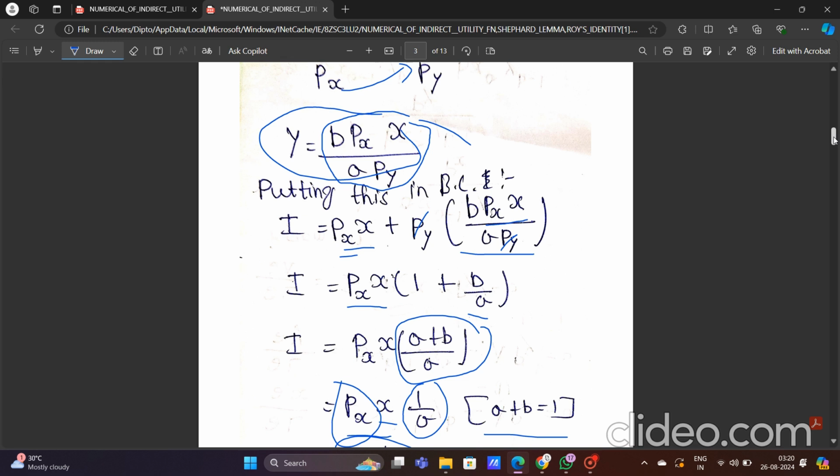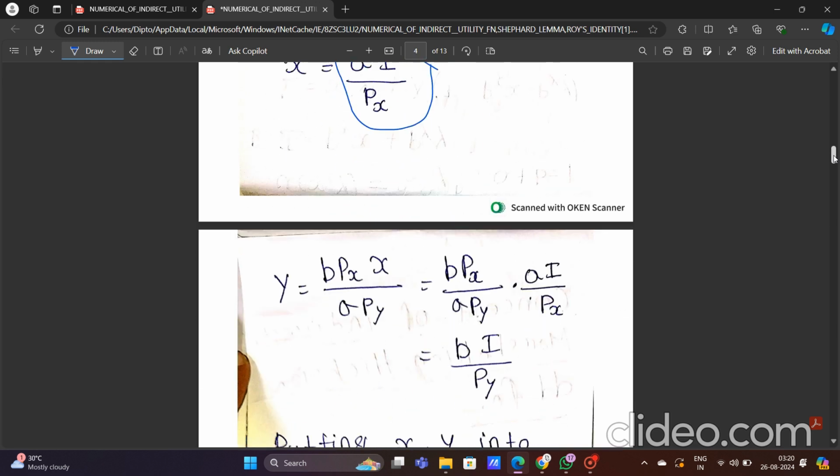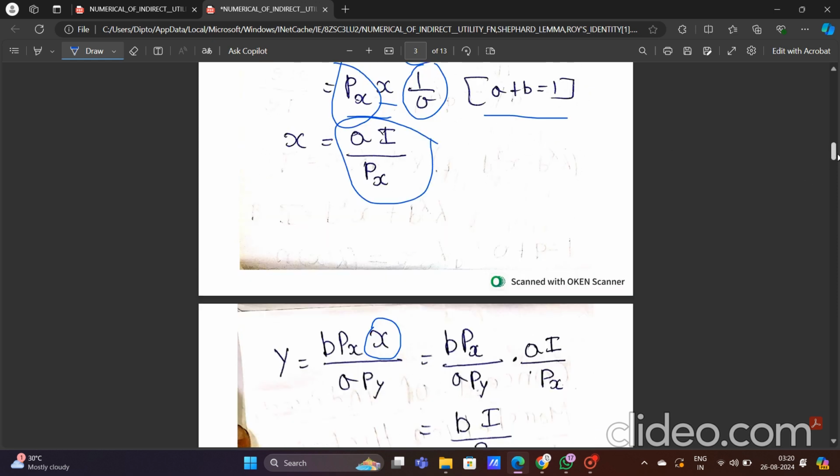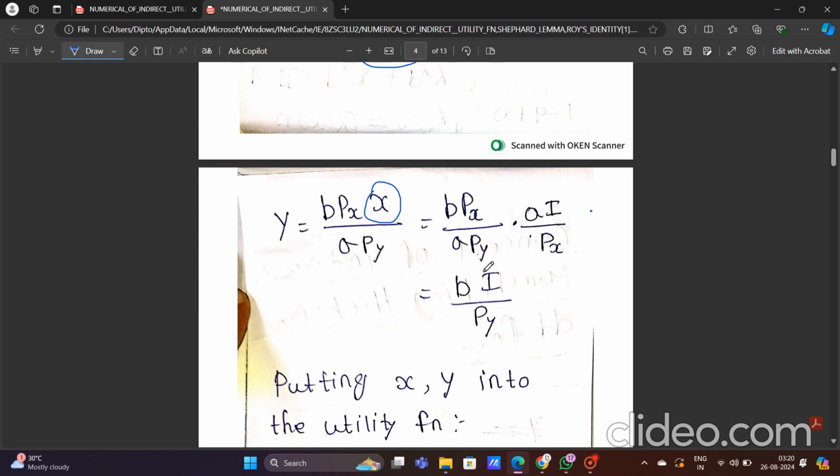So for finding out that value of y, we don't require this x to be obtained in the equation. We will just put the value of x which was obtained in the earlier portion, ai by px, here and we will get the value of y which is completely free of any x or y. This value of y doesn't contain any x or y. It is just containing the income, b, which is a constant, and py, which is the price of commodity y.